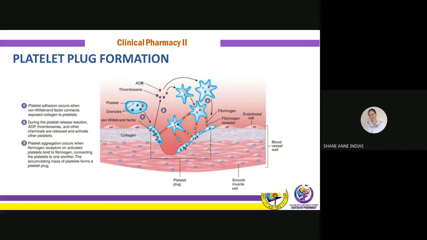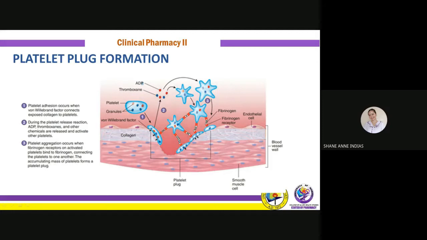So kapag nag-adhere si platelets with collagen, na-activate si platelets. So paano natin malalaman na activated na si platelets? Nag-change yung shape nila and nagre-release sila ng chemicals. So, next step is the platelet release reaction.